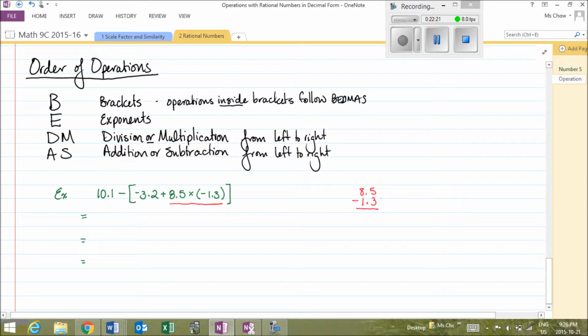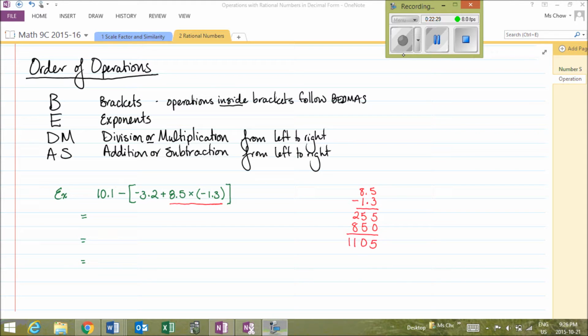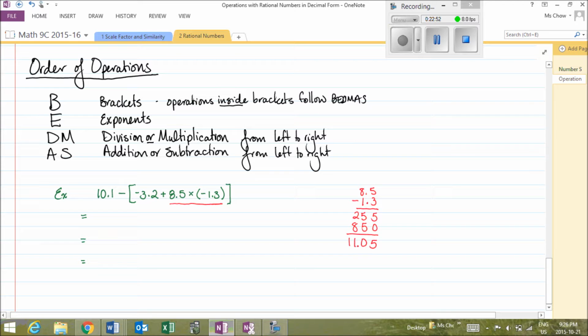So just hit pause right now and work through that multiplication. With the multiplication, we can see that 85 times 13 would be 1,105, because if we look at an estimate, 8 times 1 is going to be 8, so it makes sense that it's 11. Our rule confirms that when we look at, there's one decimal place here, a second place here, so we're looking at 2 places then in front of the decimal there. So positive times negative is negative.